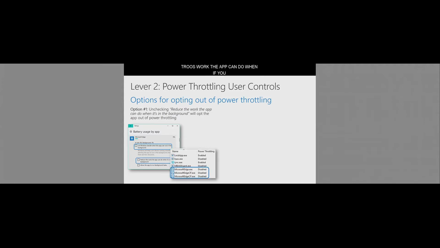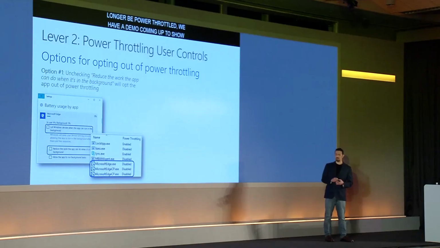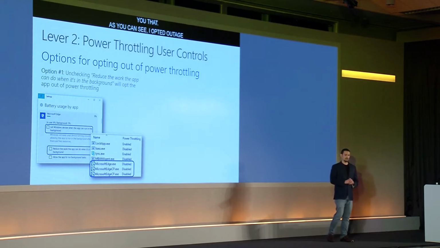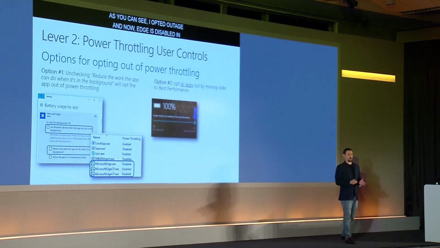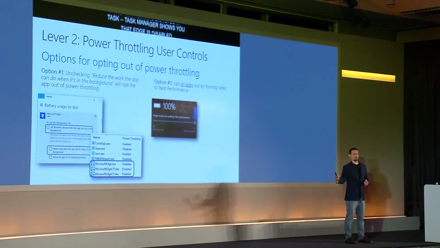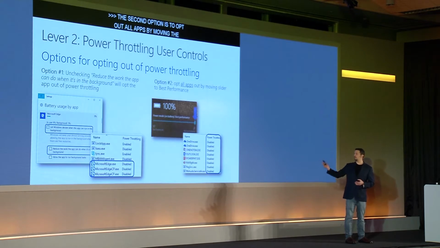As you can see here, I opted out Edge, and now Task Manager shows that Edge is disabled. The second option is to opt out all apps by moving the slider position over to the best performance position. Notice how all the apps here are disabled.